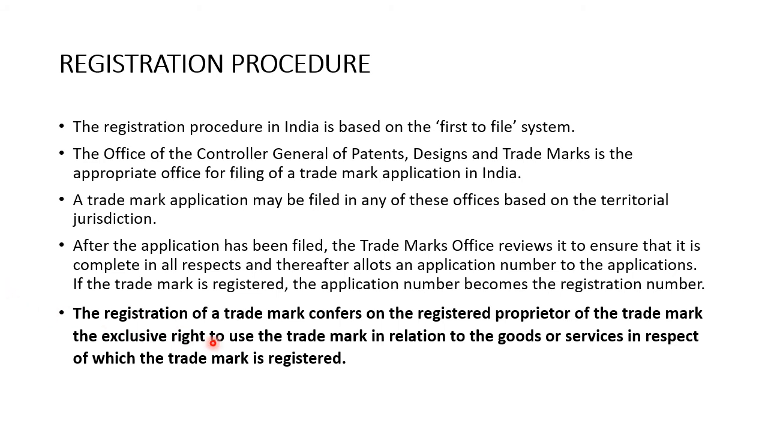The registration of a trademark confers on the registered proprietor of the trademark the exclusive right to use the trademark in relation to the goods and services in respect of which the trademark is registered. So once we get registered, it is absolutely our own, so we can use it in the commercialization of our goods and services. So that is all about the trademark.